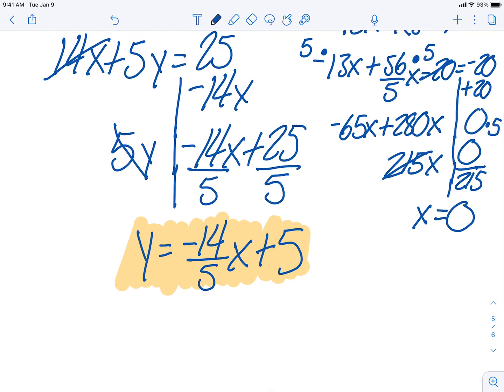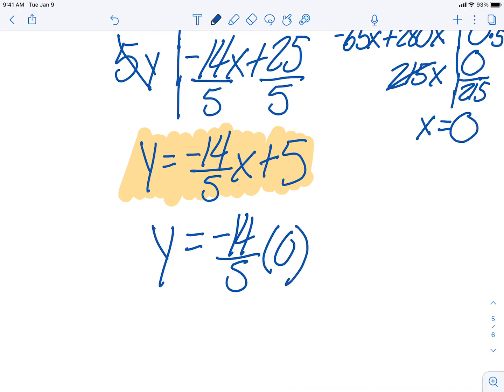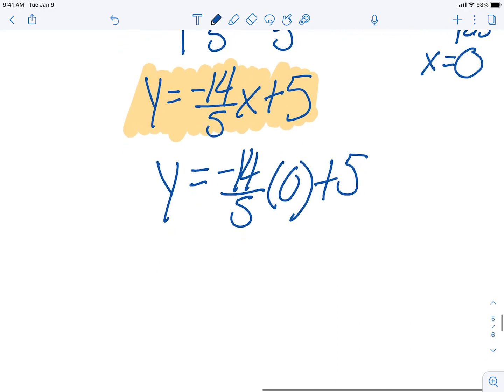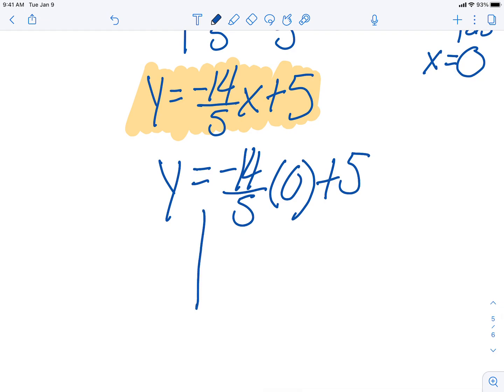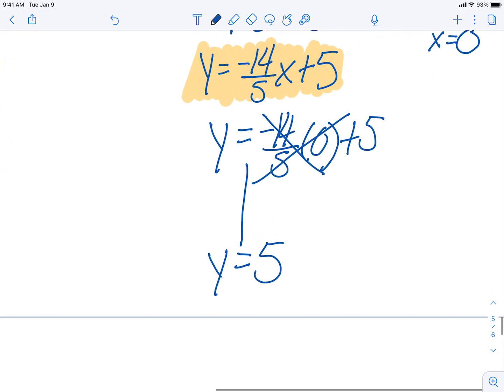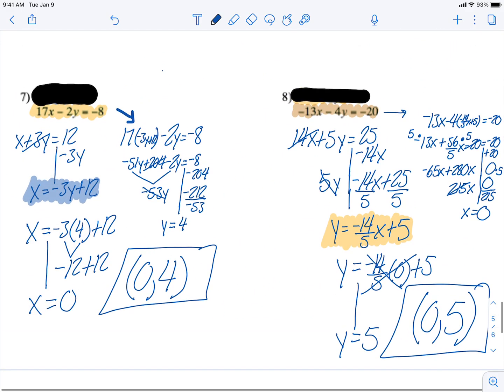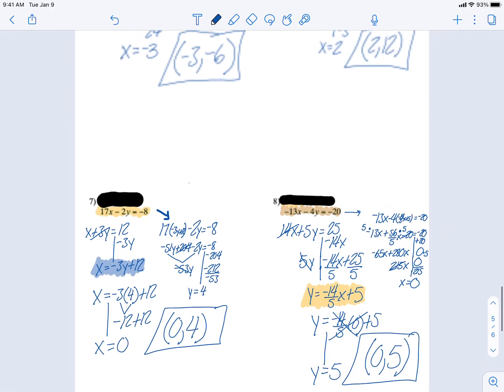There's my x. Fortunately for me, I already have y equals here. So I'm going to say y equals negative 14 over 5x, but instead of x, I'm going to write 0 here. Plus 5. Negative 14 over 5 times 0 is just 0, gone. So I'm left with y is equal to 5. So my ordered pair is going to be x is 0, comma, y is 5. And there you go. Look at that. That is my last of my substitution, right?